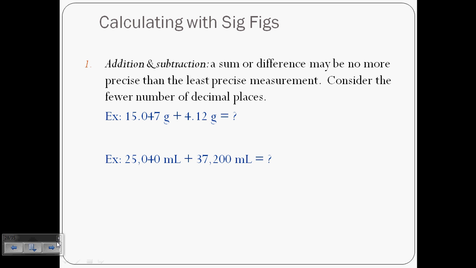Now, calculating with significant digits. So what happens in chemistry? Let's say you're trying to find the density of water. You'll take its mass using probably a balance, you'll take its volume, probably using a measuring cylinder, and then you'll have to do a division. So you're constantly adding, subtracting, dividing, or multiplying significant digits. Now, the significance of each measurement is different. So how do you account for the difference in the significance of each measurement?